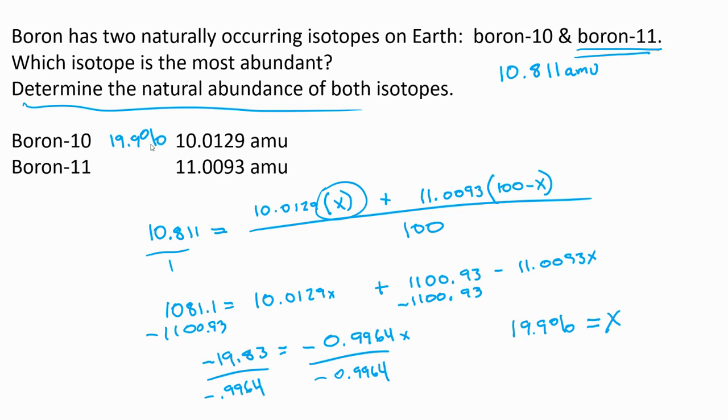If I wanted to find boron 11, I need to look at this part. It's 100 minus X. So if I say 100 minus 19.9, I get 80.1%. So by far the most prevalent isotope of boron is boron 11. Okay, let's do some practice on our homework sheet. See you soon.